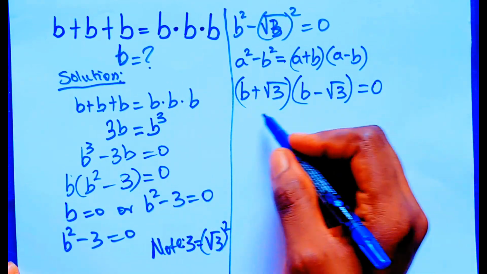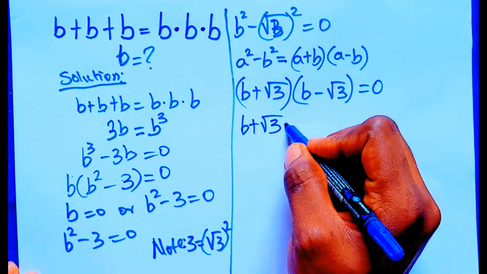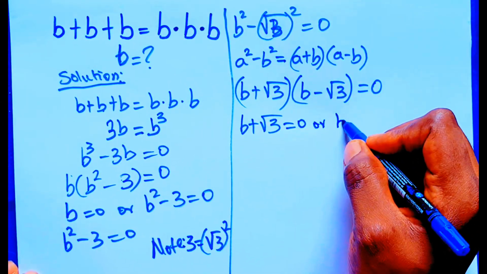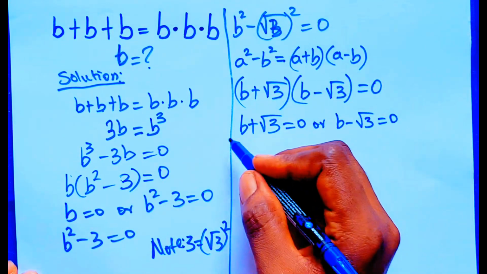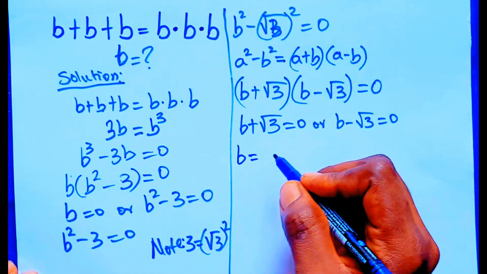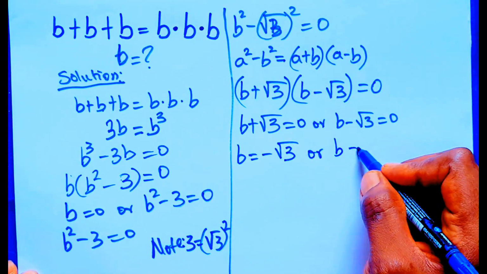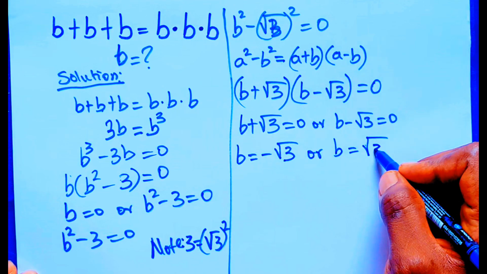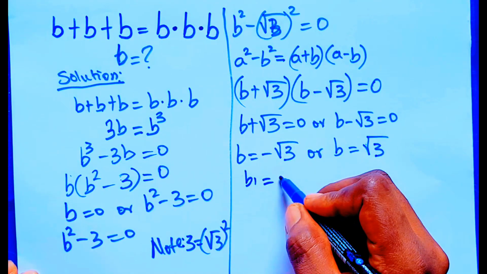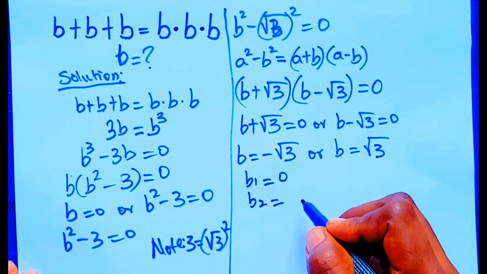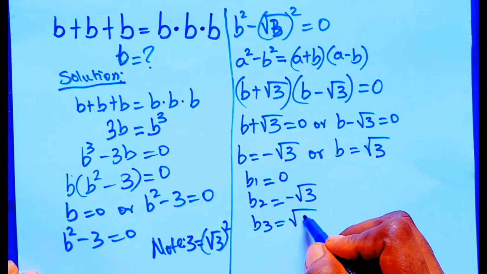Now from here, if we apply the zero product rule, the rule says that either b plus square root of 3 equals 0 or b minus square root of 3 equals 0. So from here, b equals minus square root of 3 or b equals positive square root of 3. So we have gotten the three values of b: b1 equals 0, b2 equals minus square root of 3, and b3 equals positive square root of 3.